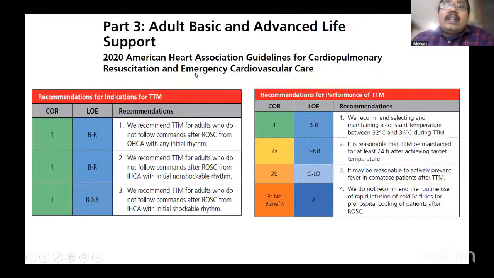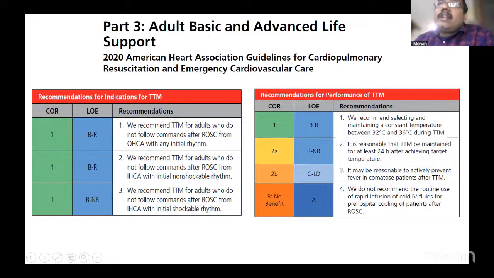Now, based on this trial, in 2020 we got recommendations again, nothing much new. They say that TTM should be given for out of hospital cardiac arrest, in hospital cardiac arrest, any initial rhythm. Again, the same 32 to 36 degrees centigrade is the target for at least 24 hours. But what has come new is that they are recommending that we actively prevent fever in comatose patients after TTM.